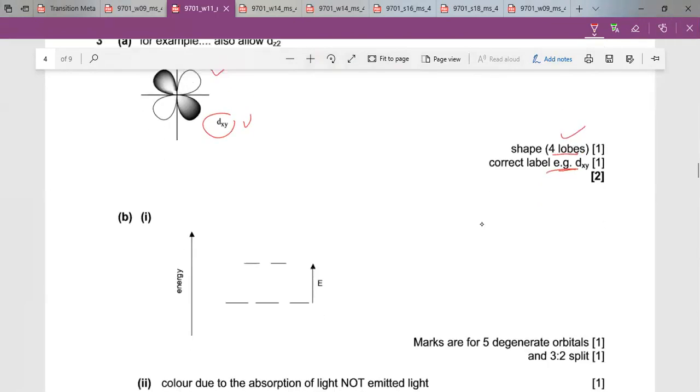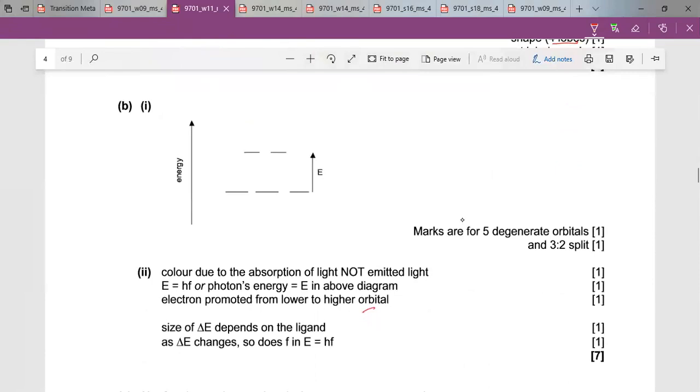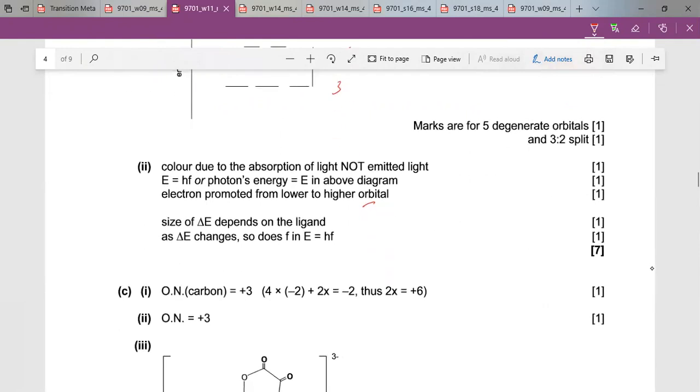Now then the split into 2 levels. Marks for 5 degenerate orbitals, 3, 2, 3, 2. Marks for the 5. Now, color, same thing. Color emitted is the color absorbed.